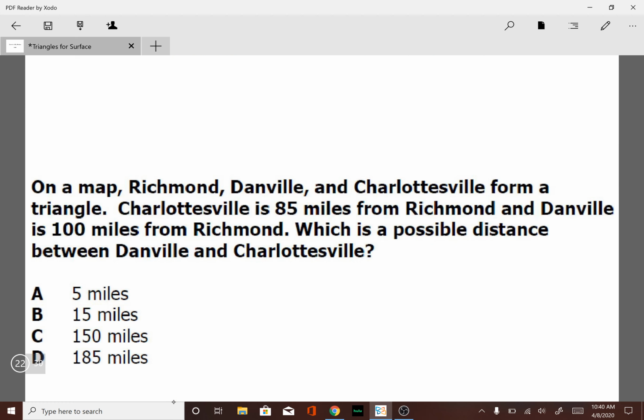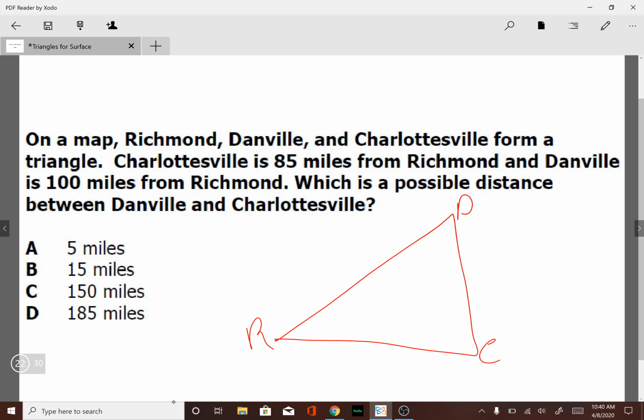On a map, what is the possible distance between Danville and Charlottesville? So, like we've been doing, we have Richmond, we have Danville, we have Charlottesville. Charlottesville is 85 miles from Richmond. Danville is 100 miles from Richmond. So we know if we add and subtract these, it'd be somewhere between 15 and 185. So between 15 and 185, the only answer is going to be C.